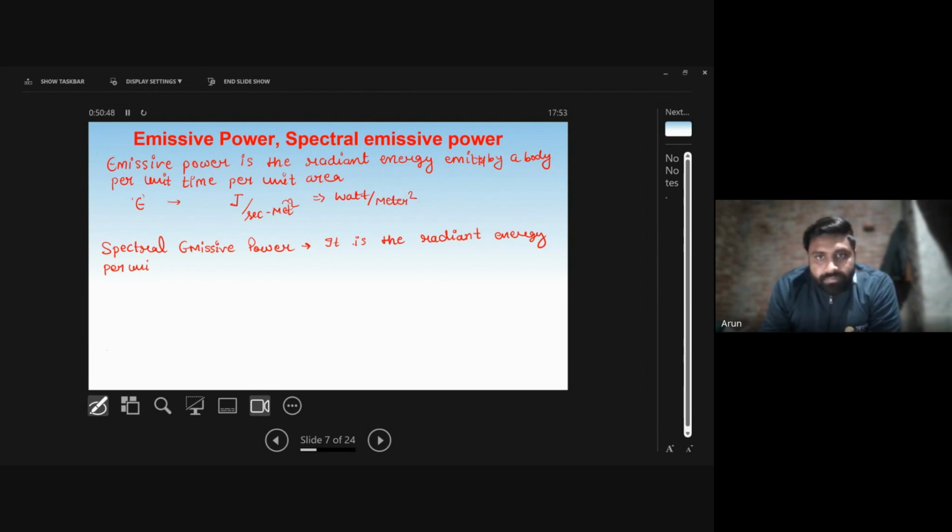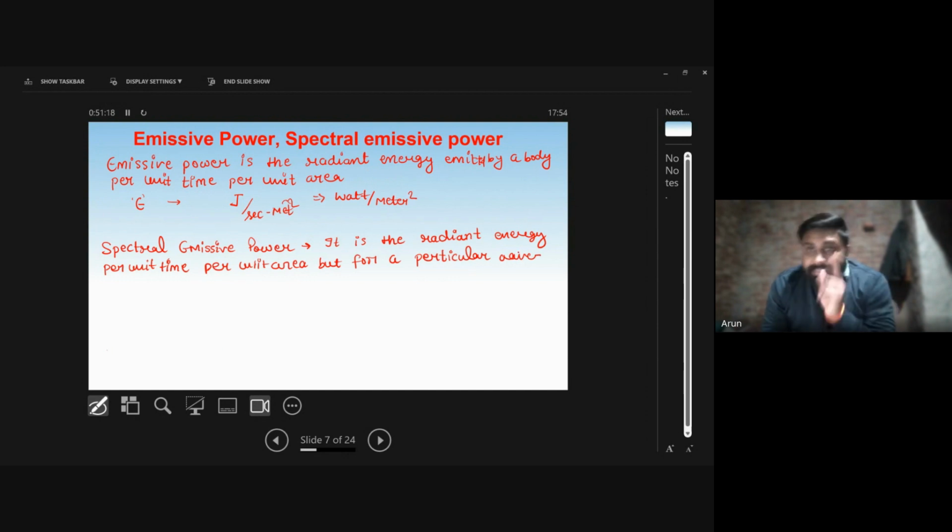Now spectral emissive power is the same thing. Emissive power is the radiant energy per unit time per unit area, but for a particular wavelength. So for a single wavelength, what energy a body is emitting for that particular wavelength, it is termed as the spectral emissive power.